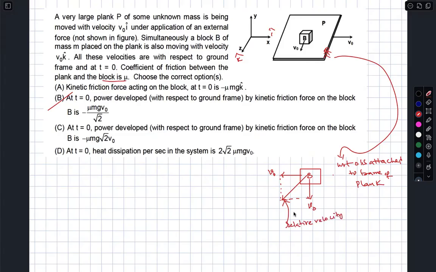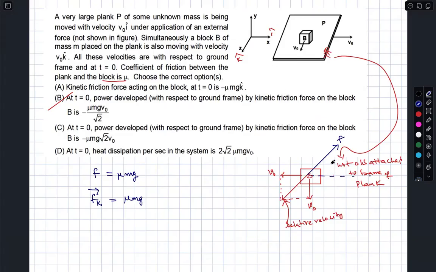Is friction opposing motion or relative motion? Anyone in the class? What does friction oppose, motion or relative motion? Therefore, this is the direction of friction. So, friction magnitude is mu mg. What is the direction of the friction here? It is mu mg times a unit vector in this direction.